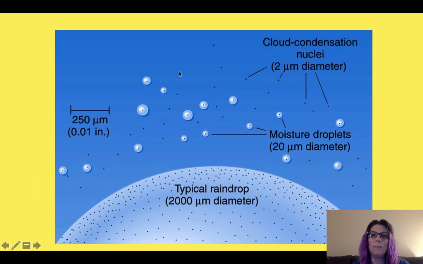Okay, so here's going to be kind of a size comparison. Right here, this is what a cloud condensation nuclei is. They're very, very small little itty bitty molecules of something. And you can see that water would condense upon it and turn into moisture droplets. And this is going to be like a cloud right here. But eventually enough of these will actually come together and form a raindrop. Now you can see in this raindrop, first of all, it's huge compared to the cloud droplet or the moisture droplet. And the other thing is that it has many, many different cloud condensation nuclei in it. So you'd have to combine a lot of these in order to come up with one raindrop.